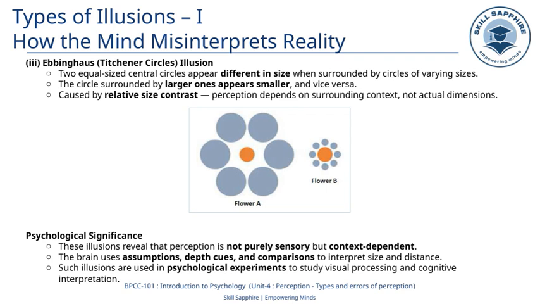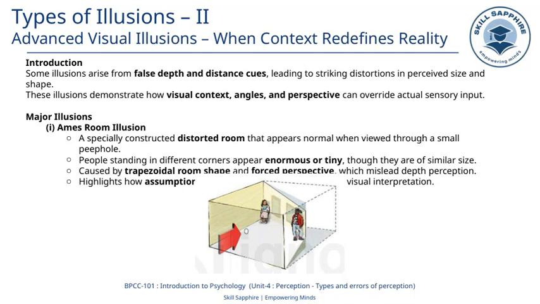Now, let's explore some advanced visual illusions where context really changes our perception of reality. These illusions often stem from false cues related to depth and distance, which can cause us to see sizes and shapes that aren't actually there. They show us how powerful visual context, angles, and perspective can be in shaping what we perceive, sometimes overriding what our senses are telling us.